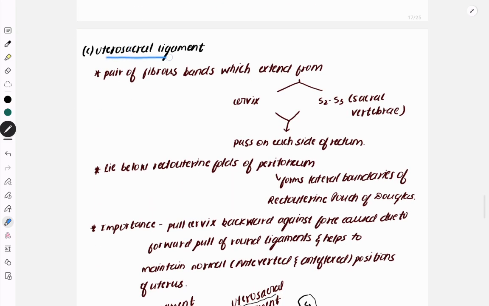The third ligament we have is the uterosacral ligament. It is again a pair of fibrous bands. We have already discussed that all of the true ligaments are paired.